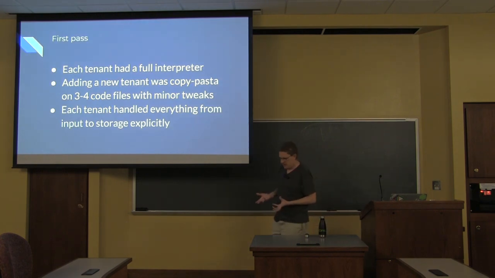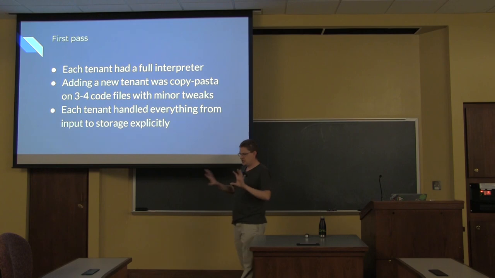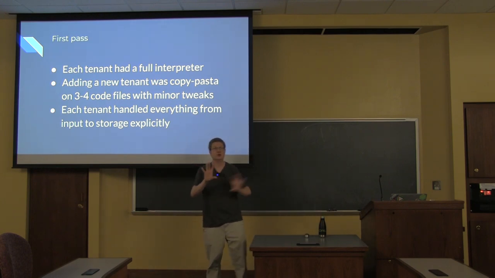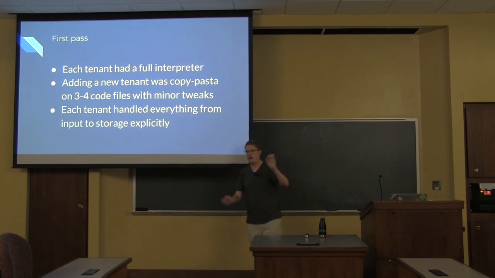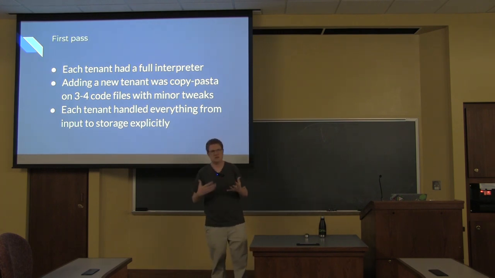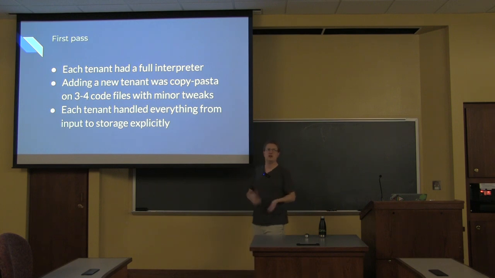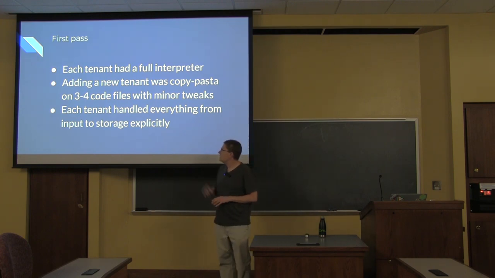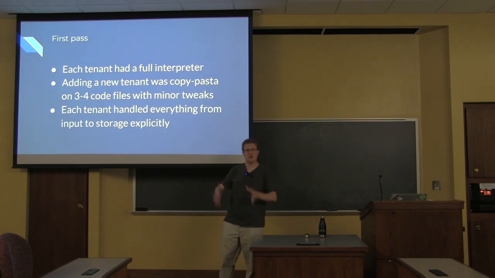So for our first pass, each tenant had a full interpreter, had the whole apply, had everything that it did. We had some reused code down in REST layers, things like that. But adding a new tenant, we basically copy-pasted three or four files. We had an interpreter, we had some configuration, some stuff like that, and that interpreter handled everything explicitly.